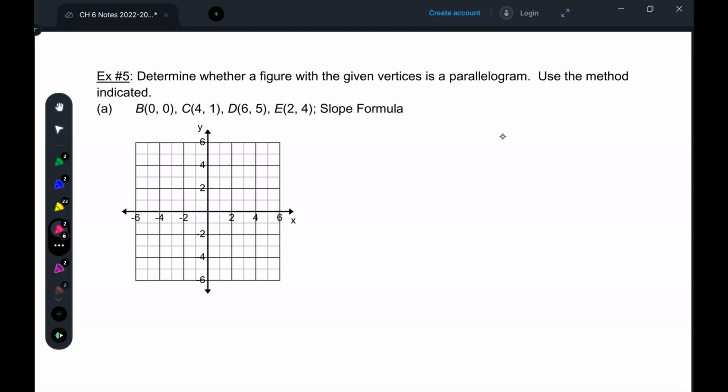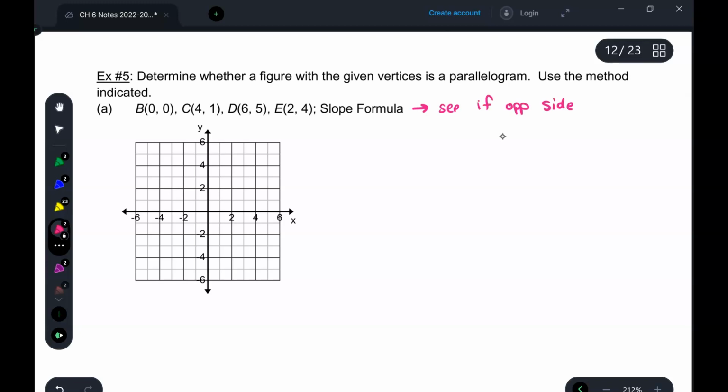Okay, so we want to determine on a coordinate plane, if you have these vertices, how do we know if we have a parallelogram? And we're using slope formula. What do we know about opposite sides? They have to be parallel. So what do we want here? We want to see if opposite sides have the same slope, right?